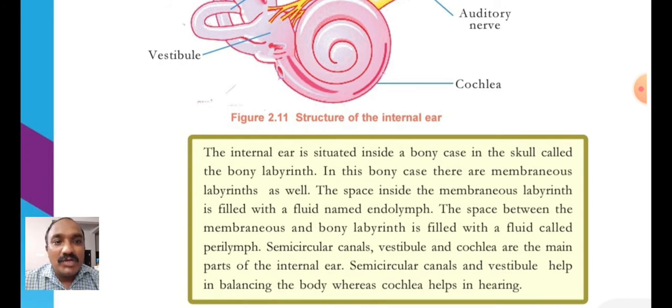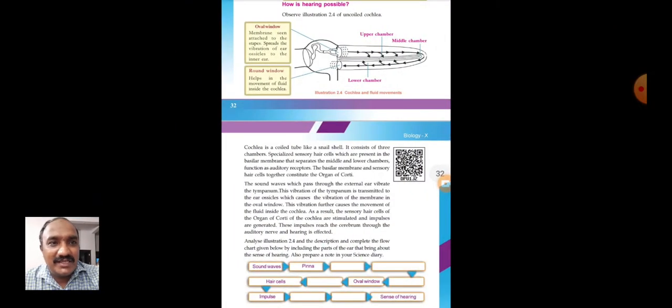Okay. Then semicircular canal, vestibule and cochlea are the main parts of the internal ear. That we already explained. Semicircular canal and vestibule help in balancing the body, whereas cochlea helps in hearing. Main 3 parts are there: cochlea, vestibule, semicircular canal. That's all. Balance we will explain in the other classes.